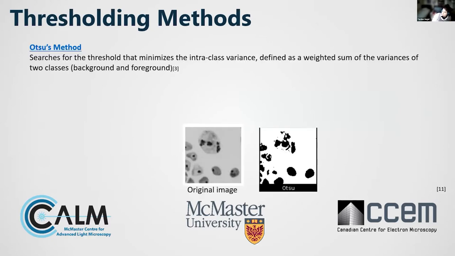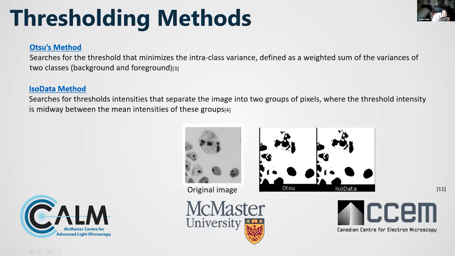We have Otsu's method, which basically searches for a threshold that minimizes the interclass variance, which is defined by a weighted sum. Basically, there are two classes, background and foreground. So that's, again, going back to the single threshold. One part of the image is the background, as you can see here, and one is the foreground.